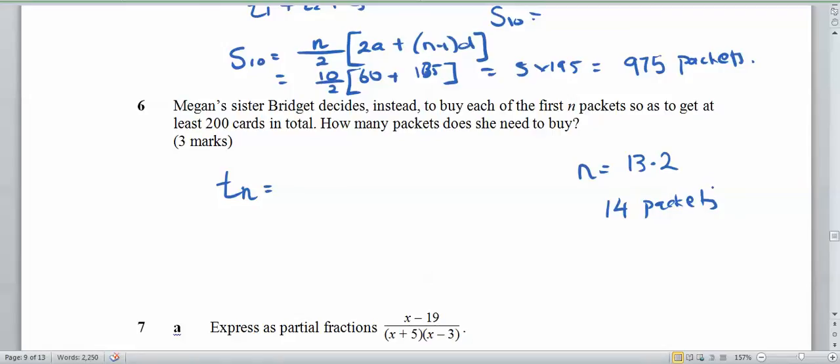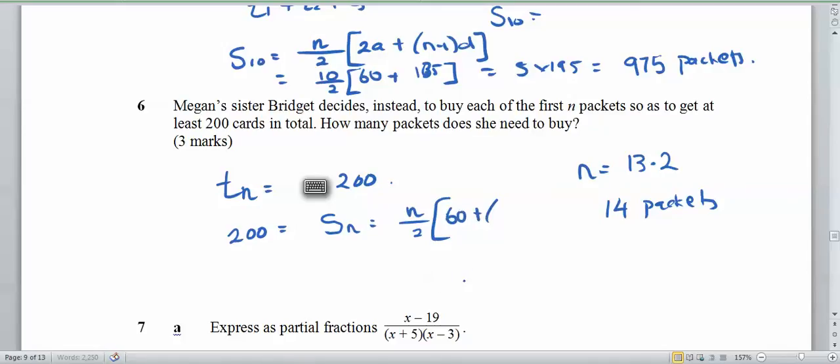Okay, so 200. What we need to do is find S n, and that equals n over 2, which we don't know what n is, times 2a, which is 60, plus n minus 1 times the common difference, which was 15 from memory, and that equals 200.